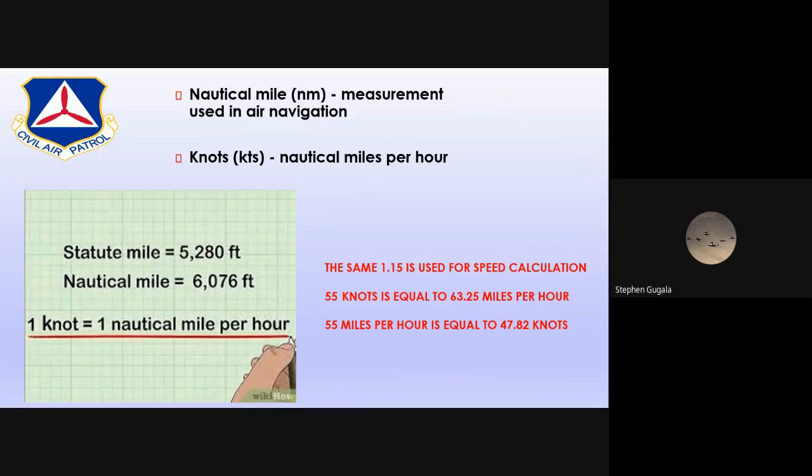If you're wanting to convert knots to miles per hour, you multiply. If you're wanting to convert miles per hour to nautical, you divide.